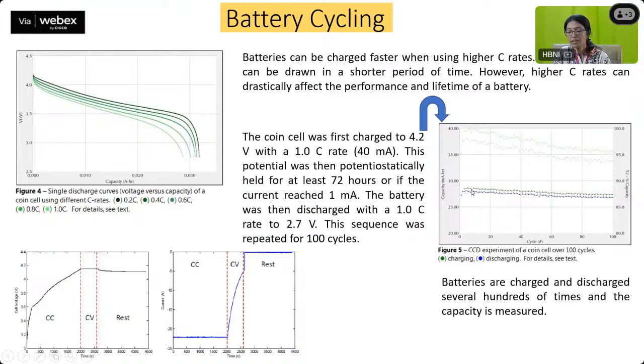You can see that it is more or less constant. There's a slight drop over here because a little amount of the lithium is getting lost. It is not coming back. And that is the reason why you see this. But this we should say is a pretty good constant cyclability, which is being shown by a battery cycled in this form. So batteries are charged and discharged like this several hundreds of times, and then the capacity is measured.